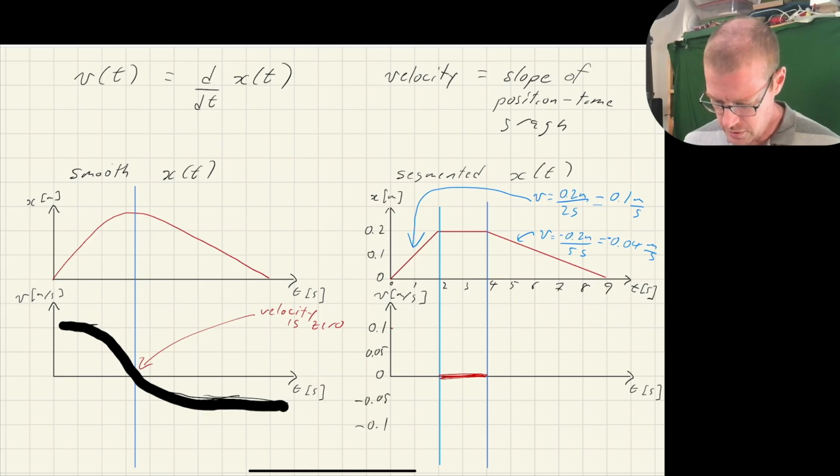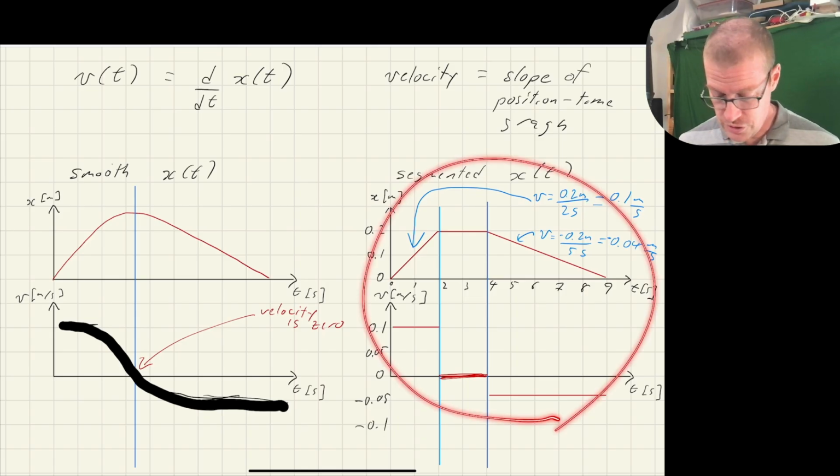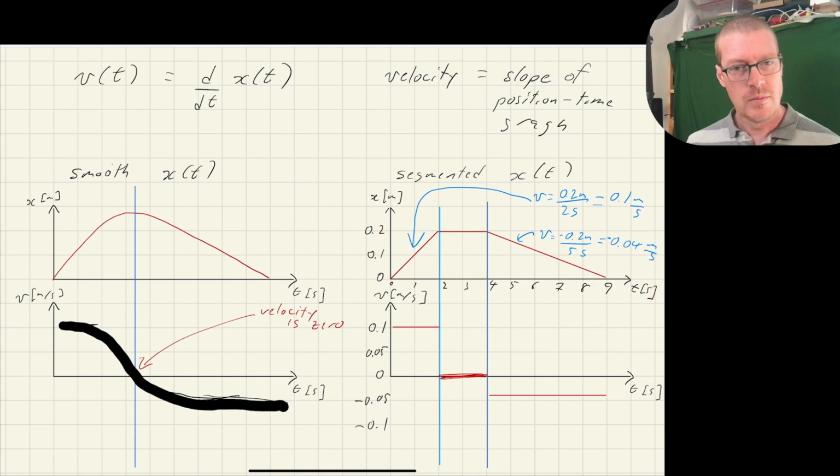So for this part, I have a nice constant velocity that's positive. And for this part, I have a nice constant velocity that's negative. So this is pretty straightforward. We'll have lots of opportunities to practice.